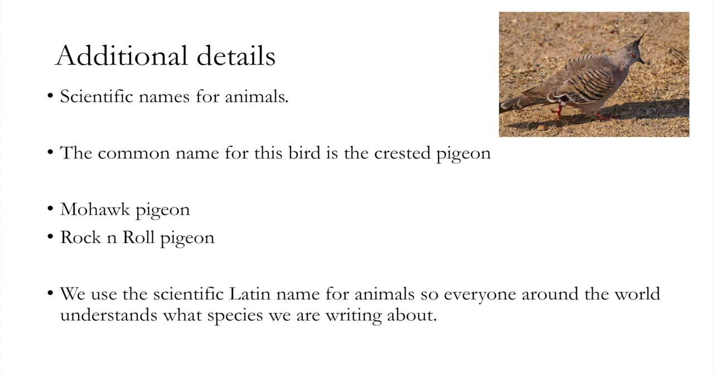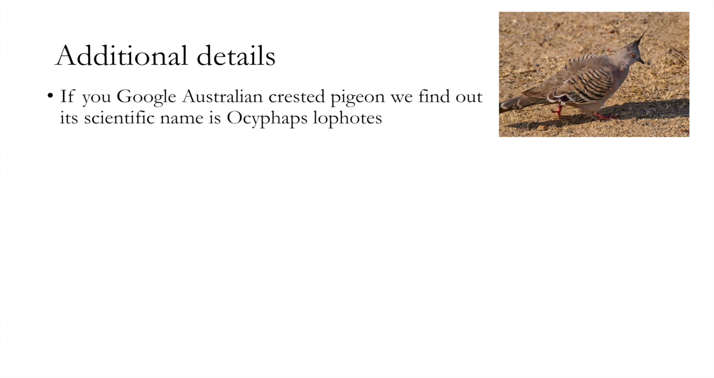So I picked a particularly hard one with the crested pigeon. I cannot pronounce it, so apologies. If anyone does know how to pronounce it, please leave a comment. But if you Google Australian crested pigeon, we find out its scientific name is Ocyphaps lophotes. Okay, so probably not the intended pronunciation, but we'll go with that. I won't repeat it again.